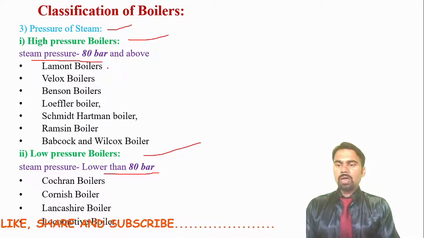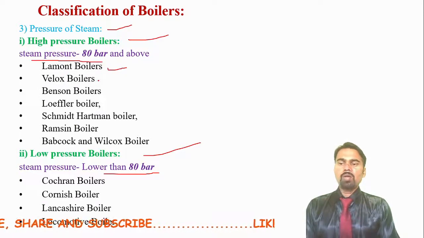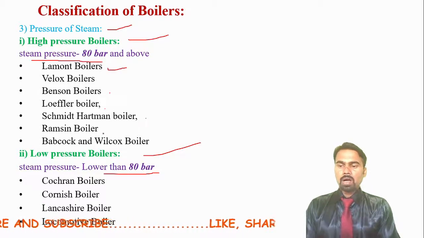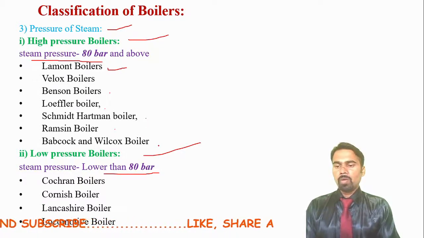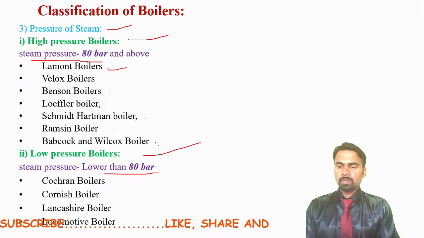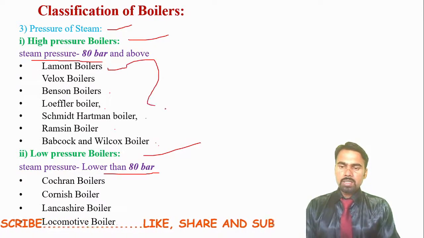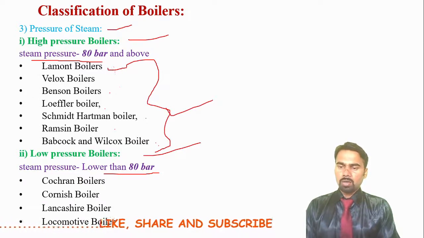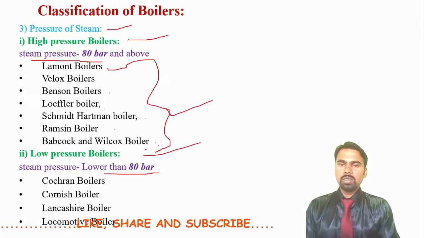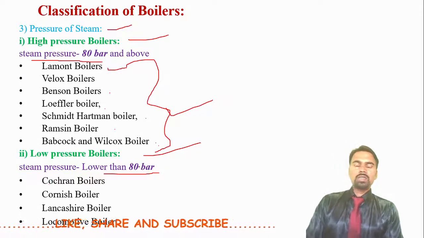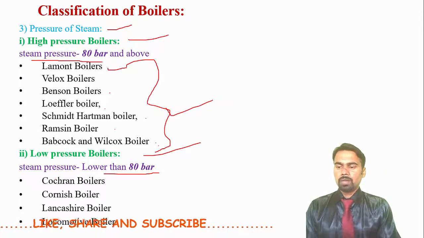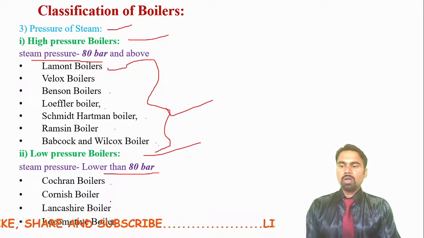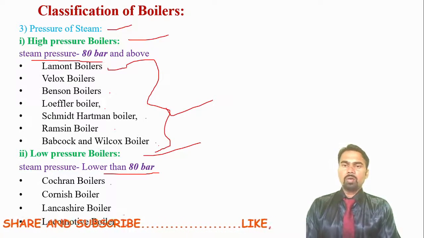Now these are some examples: Lamont boiler, Benson boiler, Loeffler boiler, Schmidt-Hartmann boiler, Ramsey boiler, and Babcock and Wilcox boiler. Okay. This is our syllabus part. We will see it in detail. All these boilers we are going to see in detail. Then next is low pressure boiler. Examples: Cochran boiler, Cornish boiler, Lancashire boiler, and locomotive boiler.